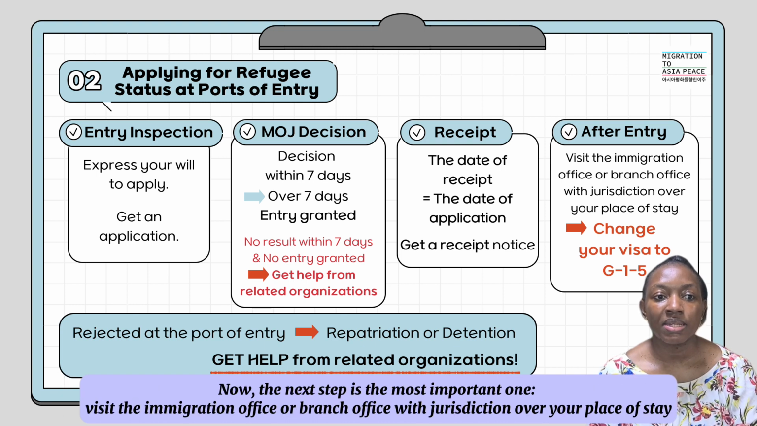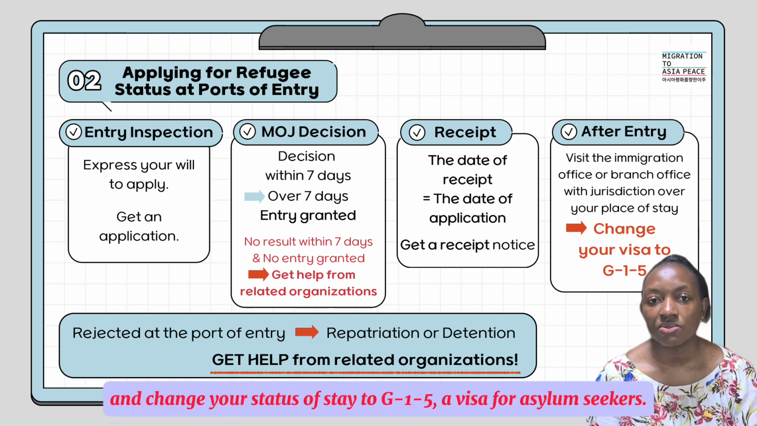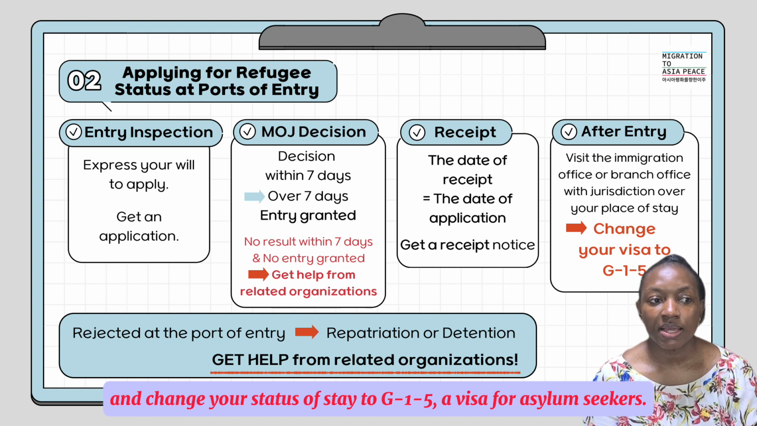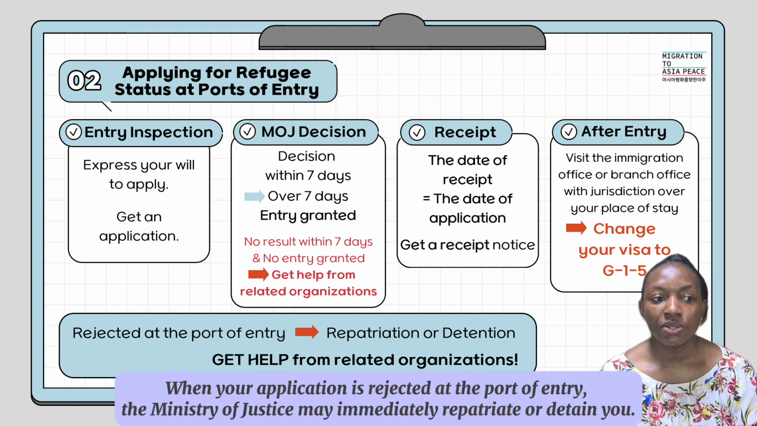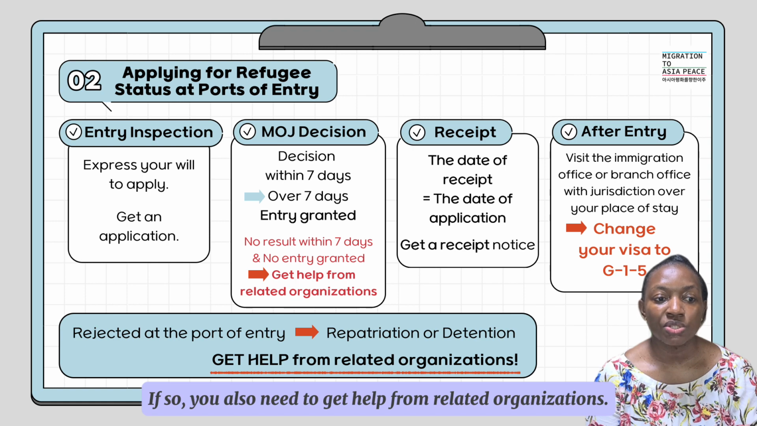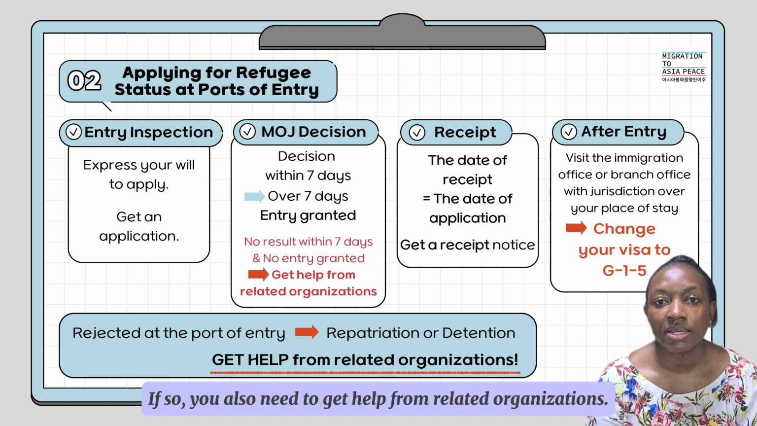Now the next step is the most important one. Visit the immigration office or branch office with jurisdiction over your place of stay and change your status to G1-5, a visa for asylum seekers. Keep in mind that receipt of application does not automatically change your status of stay. When your application is rejected at the port of entry, the Ministry of Justice may immediately repatriate or detain you. If so, you also need to get help from related organizations.